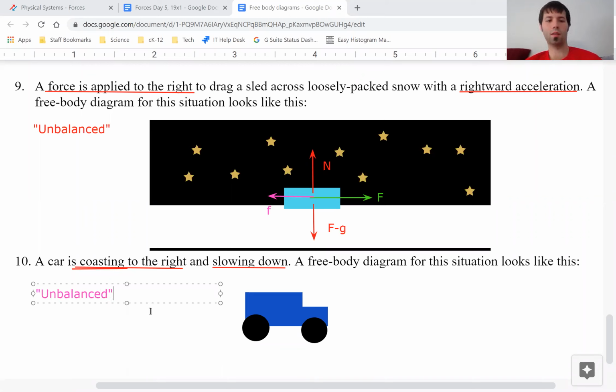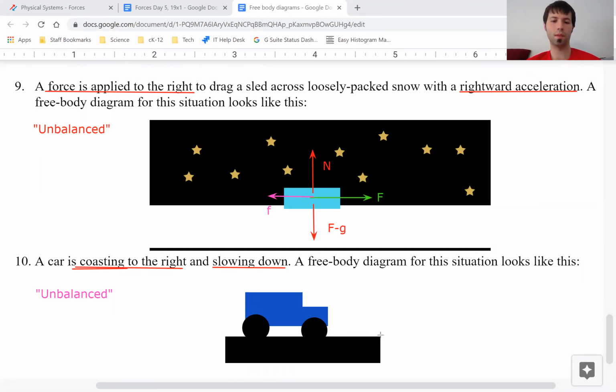My nice pink color there. Unbalanced, because it's changing velocity, okay? So let's keep that in mind as we draw this diagram. And actually, let me draw a road for our poor car here. Our poor boxy car. Probably gets terrible gas mileage. Okay, so there's our road.